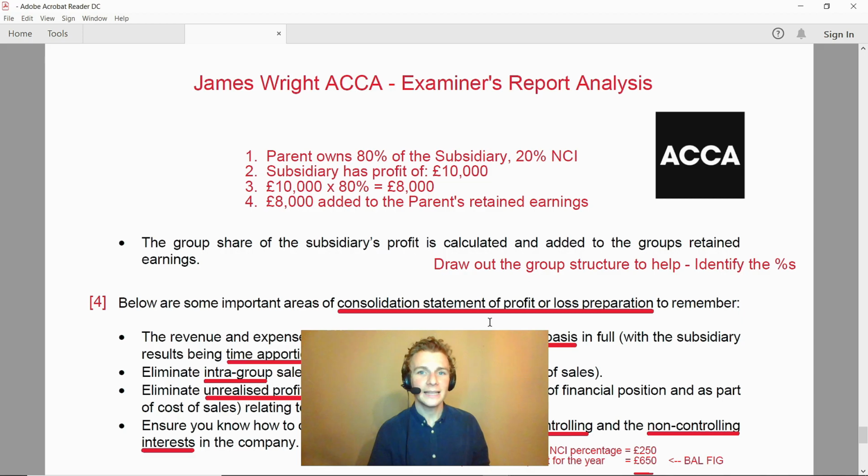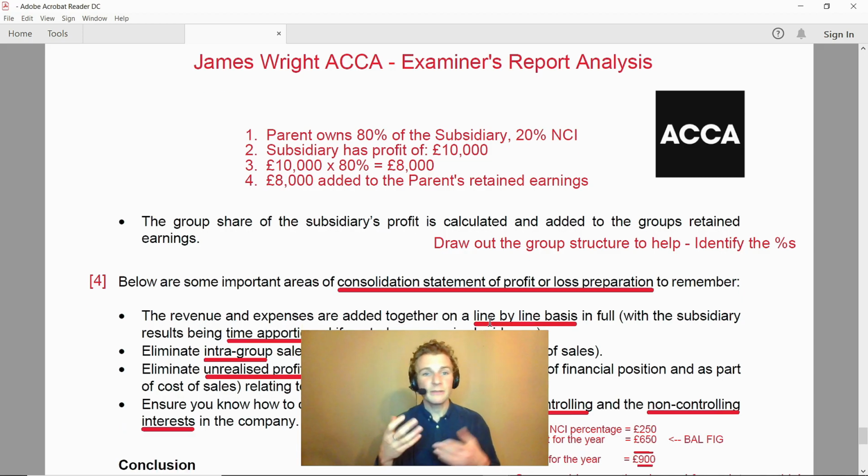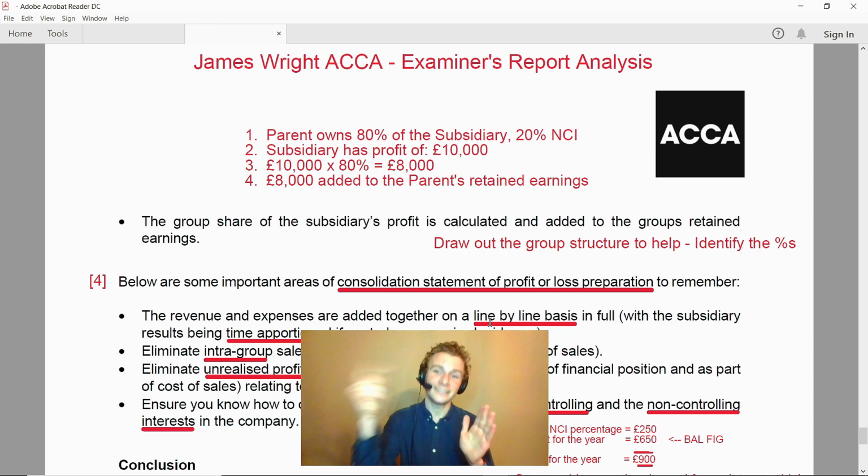I've got down here a little example for you as a result. Just put on the example of the parent owns 80% of the subsidiary. So that means there's a 20% non-controlling interest. The subsidiary has profits of £10,000. And what does this relate to? Well, the parent gets the proportion of those profits. So that means that 8,000 is added to the parent's retained earnings. That links into the group share of the subsidiary's profits. Profit is calculated and added to the group's retained earnings. So a little example on there.